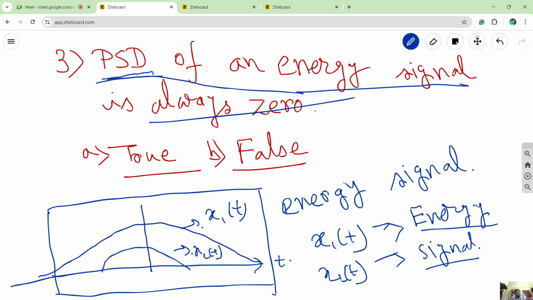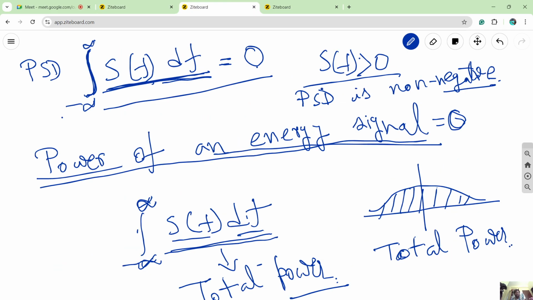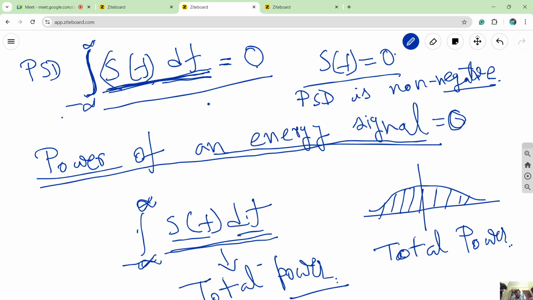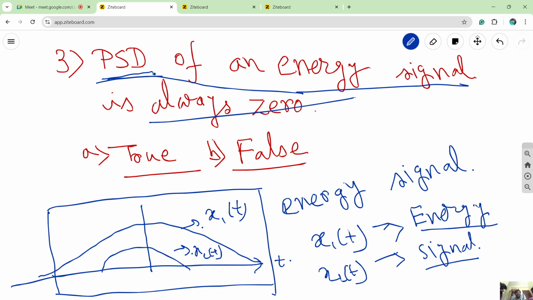So what I said is, to make this integration equal to 0, I just missed out, sorry, S(f) should be 0. Otherwise this integration will not be 0, right? Yes. Because if S(f) has some positive part, the integration will always be greater than 0, and S(f) cannot take negative values. So S(f) should always be 0. So the power spectral density should be 0, always 0.